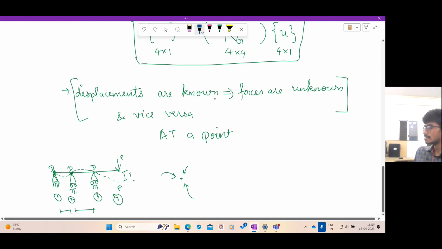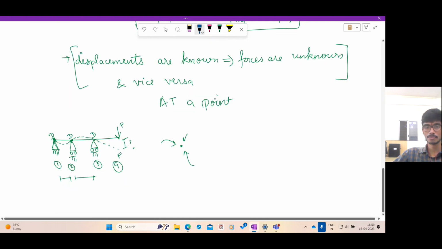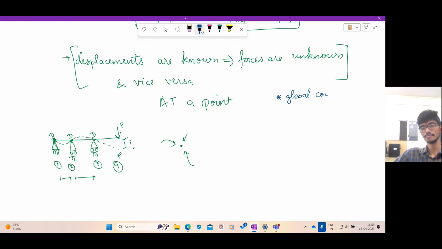So the procedure is simple. Identify a global coordinate system, which is the key step before you even solve the problem. Then identify members and nodes.